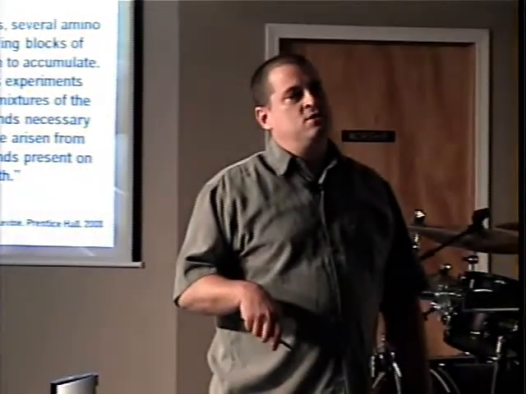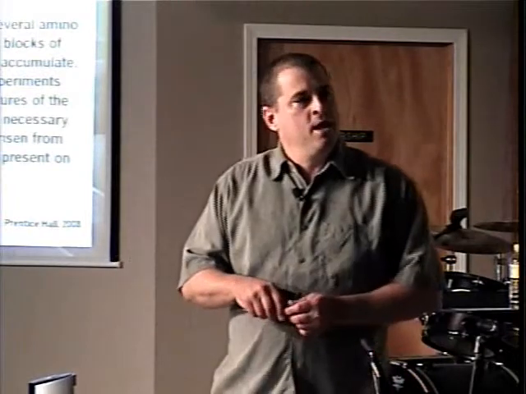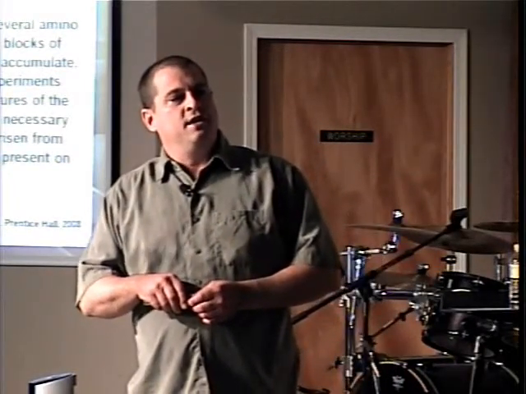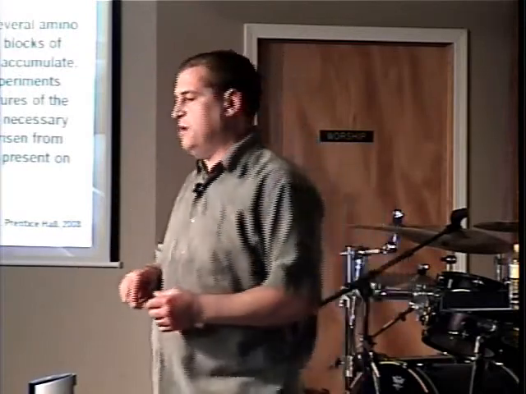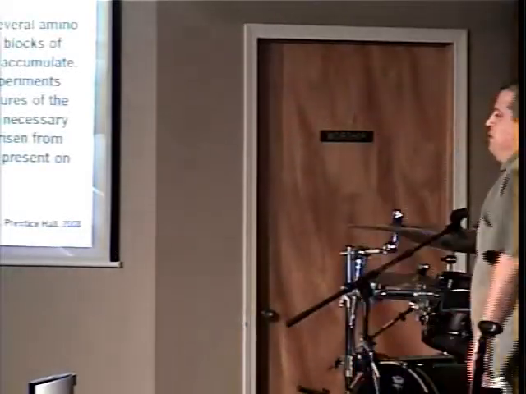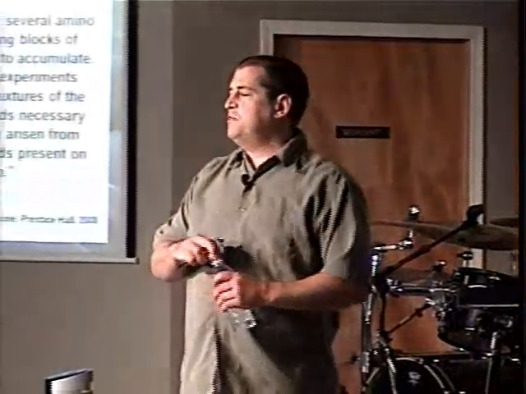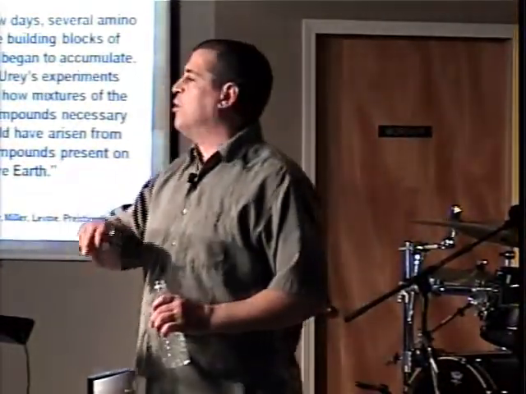Over a few days, several amino acids, the building blocks of proteins, began to accumulate. Miller and Urey's experiment suggested how mixtures of organic compounds necessary for life could have arisen from simpler compounds present on primitive Earth. However, they were cheating a little bit in their reaction vessel. They specifically left out things that they knew would prevent amino acids from forming or would destroy them if they did. Most importantly, they left out oxygen.